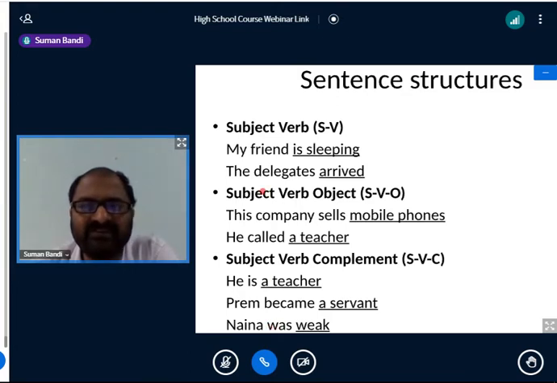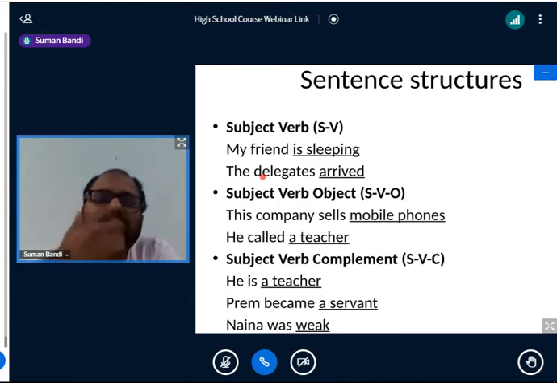For example, look at the first sentence. Functionally, you are saying there are only two parts, subject and verb. But number of words wise, there are four words. My friend is sleeping. So, my friend is the subject, and the subject is not a single word. So we call it a noun phrase, right? Noun phrase.